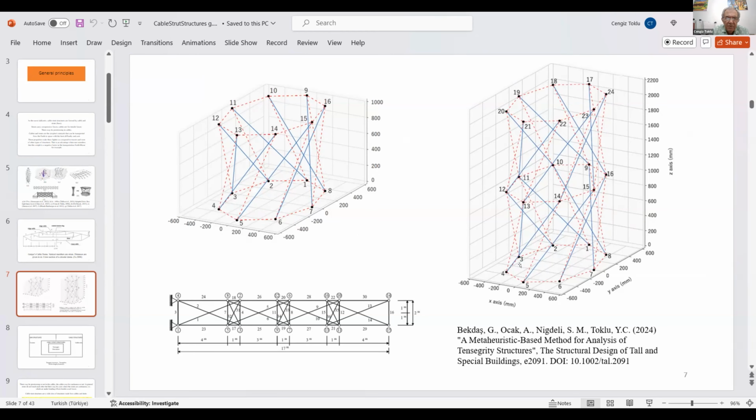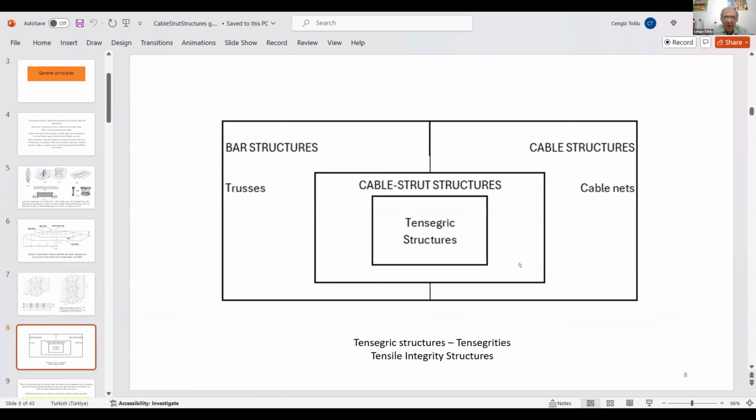So if we have a module made of cables and struts, then we can put one on top of the other. So we may go up and we may have a larger structure using these cables and struts. Now, of course, there are bar structures, there are cable structures, and cable-strut structures are both of them. For bar structures, as we know, there are, for example, trusses. For cable structures, we have cable nets, and cable-strut structures have both elements.